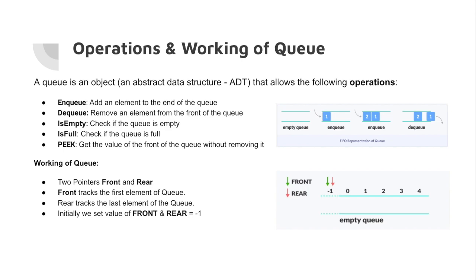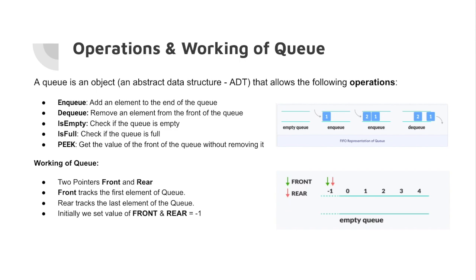We have multiple operations on a queue, but most of the time we use enqueue and dequeue. First, what is enqueue? If you want to insert something in the queue, you use enqueue. If you want to remove an element from the queue, you use dequeue. So what are these other methods? isEmpty, isFull, and peek. These are part of the basic methods like enqueue and dequeue.